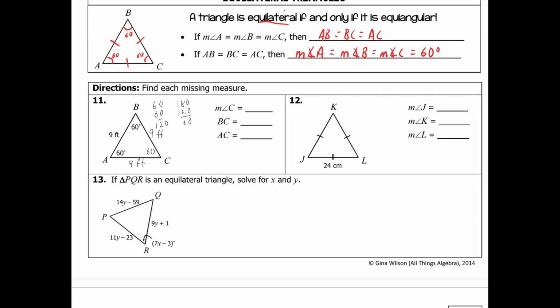All right, so here we can say angle C is 60 degrees, and the length of BC is 9 feet, and the length of AC is 9 feet. All right, let's look at another one.